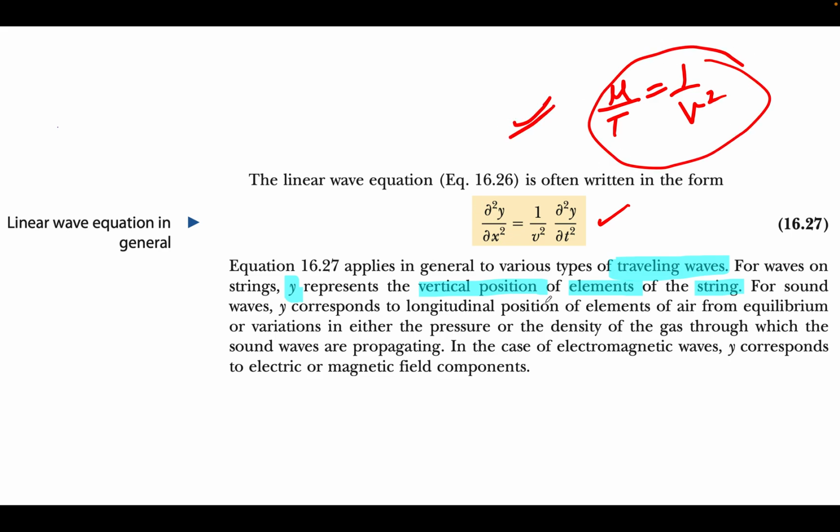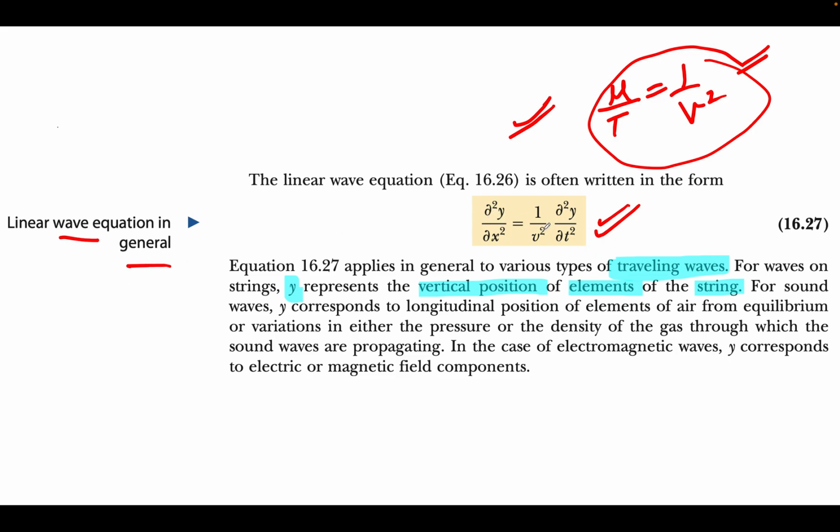So y is representing the vertical position of an element of the string, and this is about a traveling wave because the displacement is changing with time. Let us try to solve this. How have we put the mu by T? Mu is the mass per unit length, upon tension, equal to 1 upon velocity square. So this is again the linear wave equation in general format.